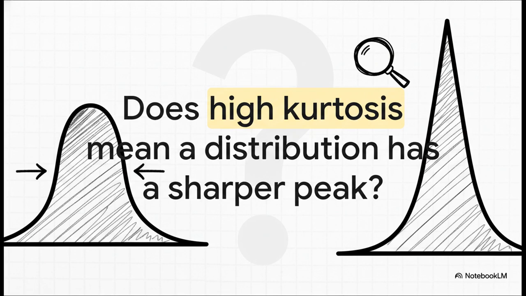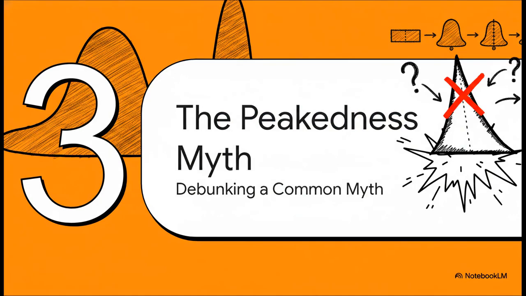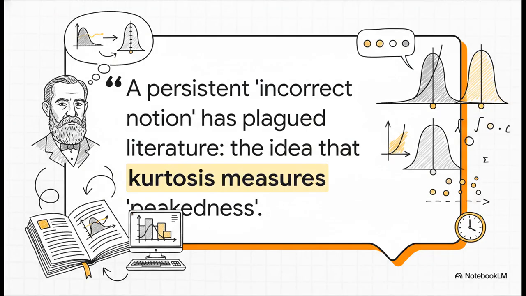So high kurtosis must mean a sharper, pointier peak, right? Well, get ready, because we are about to bust one of the most persistent, long-standing myths in all of statistics. The idea that kurtosis measures peakedness is, to put it as simply as possible, wrong. And look, this isn't some new debate. This incorrect notion has been floating around for over a century.